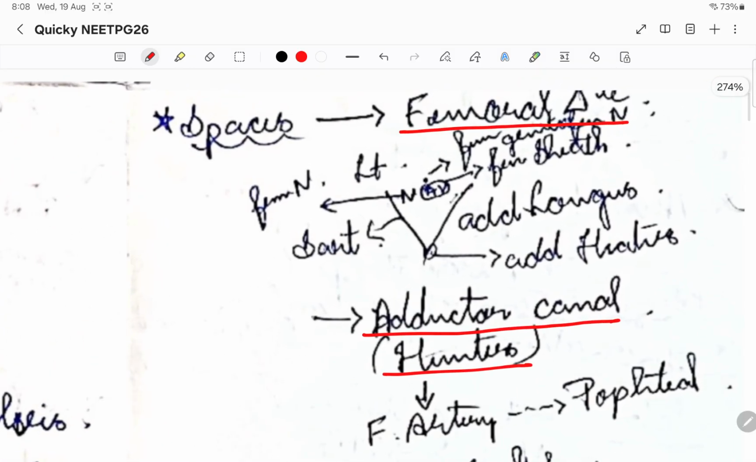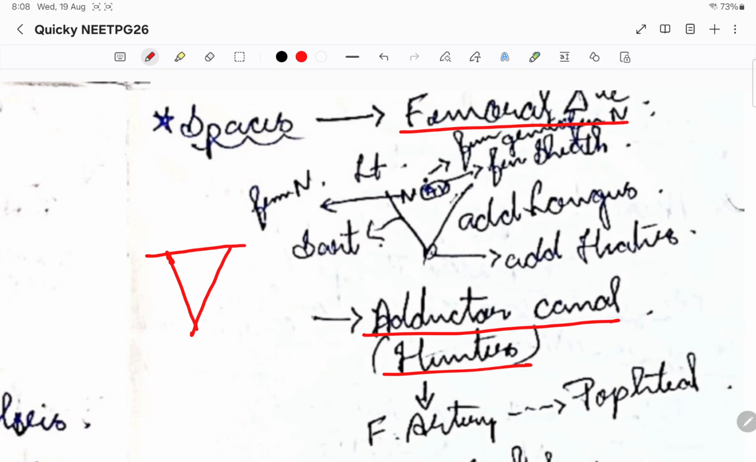The femoral triangle has its borders as sartorius on the lateral side, and the adductor longus, the adductor muscles, right? Adductor muscles are on the medial side. The adductor longus is on the medial side, the sartorius is on the lateral side, and the inguinal ligament will be forming the base of the triangle.